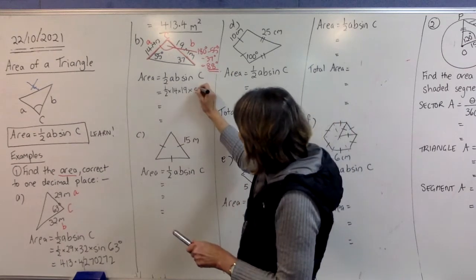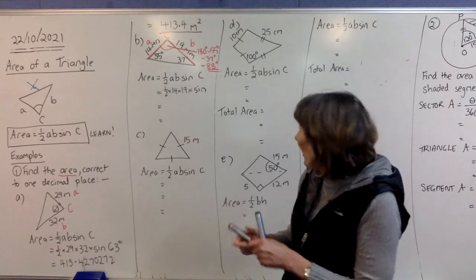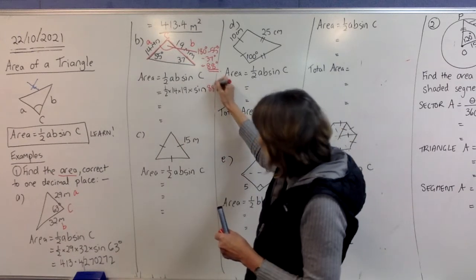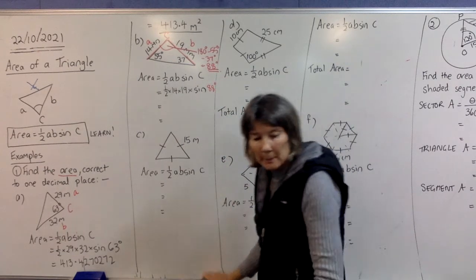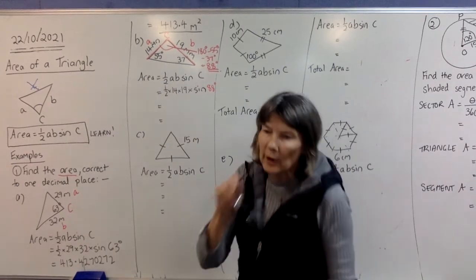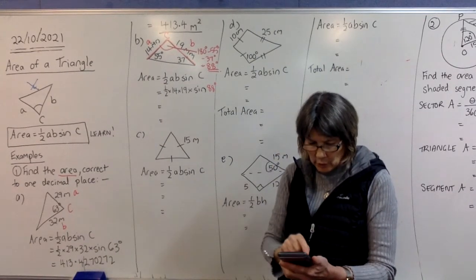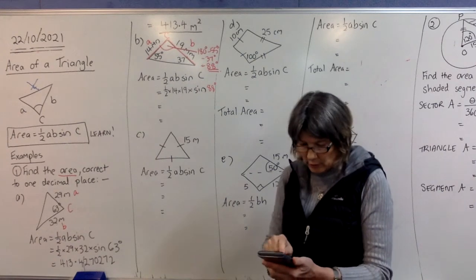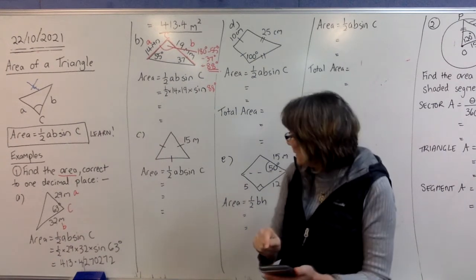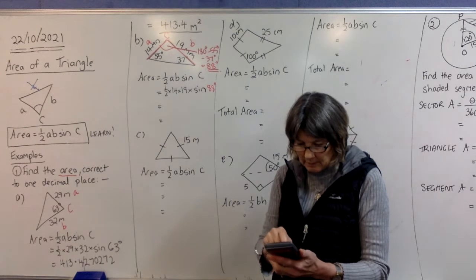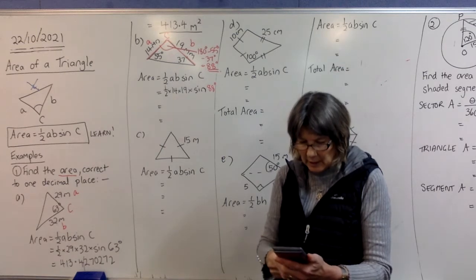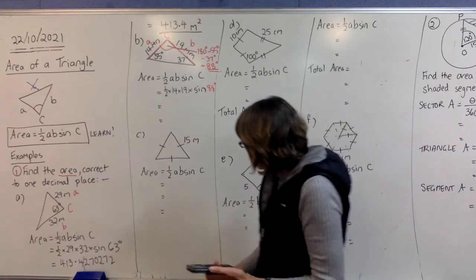So it's going to be sine, the 88 we just found, so we'll put that in. And now we'll go to our calculator and type it all in. So press your fraction key, 1, down arrow, 2, right arrow out of your fraction. Times 14 times 19 times sine 88, close your bracket, equals, and we get this answer.